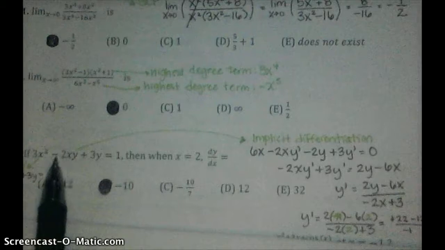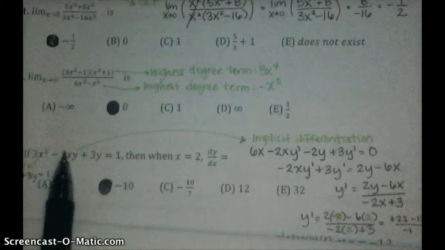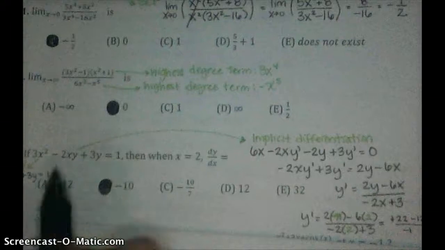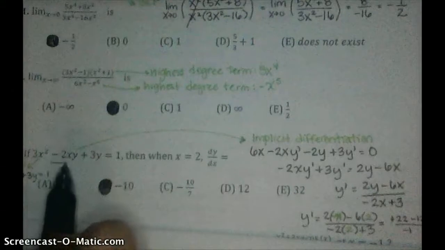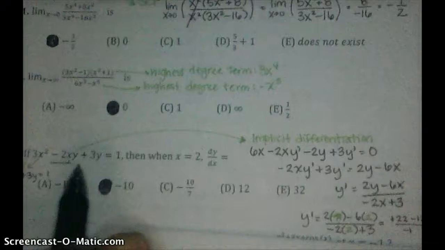The derivative of negative 2xy requires that I use a product rule, and I usually choose to include the negative as part of my product rule so that I don't have to worry about distributing later. So the way I would think about this is as a product rule where u is the function negative 2x and v is the function y.